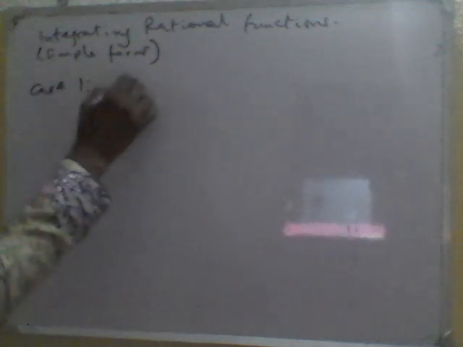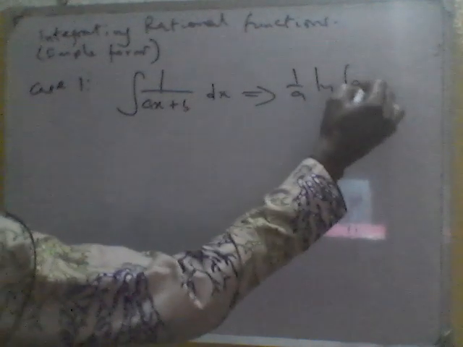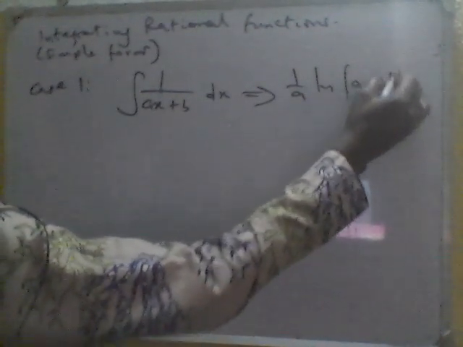So if we are integrating rational functions, okay, what does that mean? That's in simple forms, just simple forms, okay? What does that mean? If I have, okay, case 1, if I have the integral of 1 over ax plus b dx, understand, it resolves into 1 over a ln ax plus b plus c.